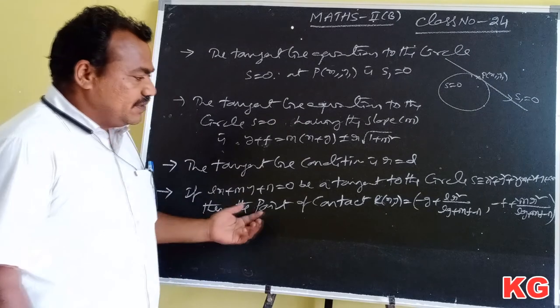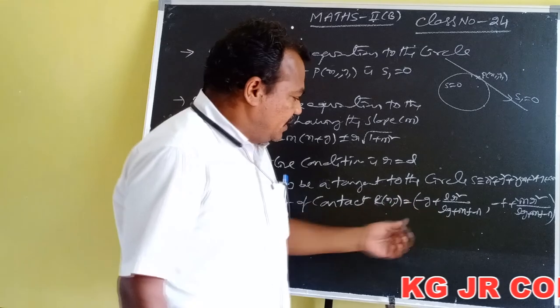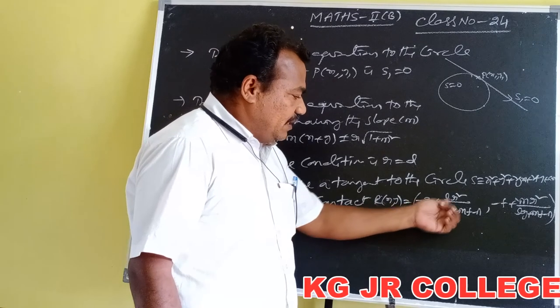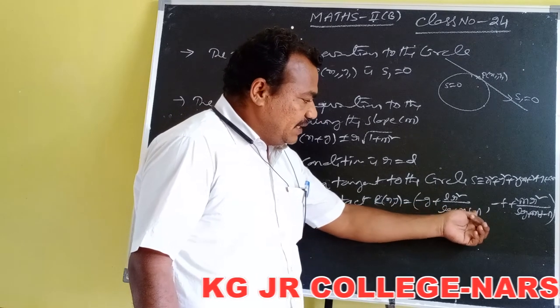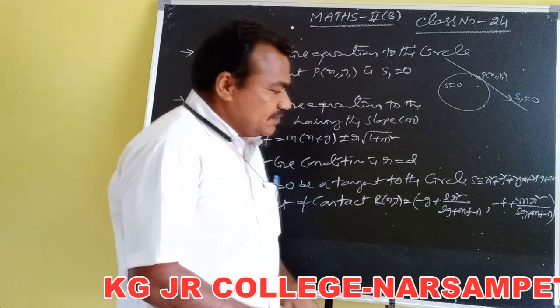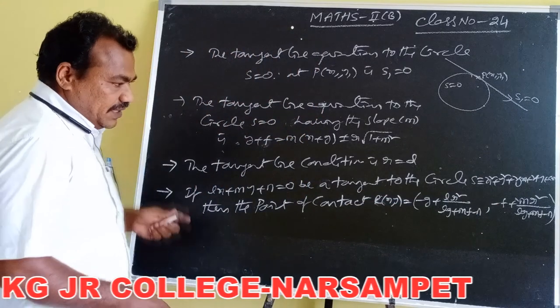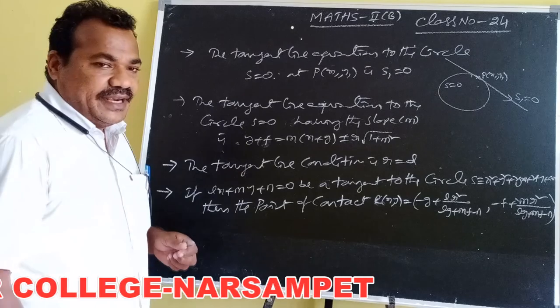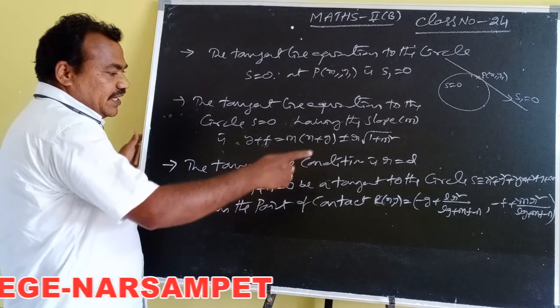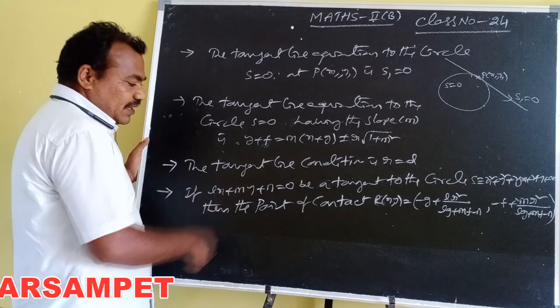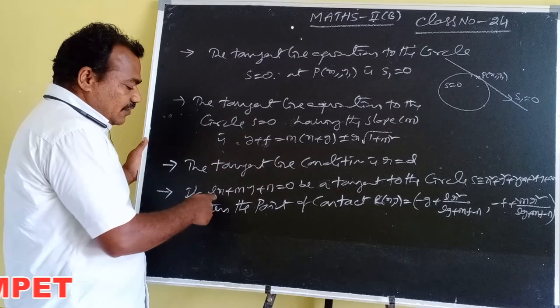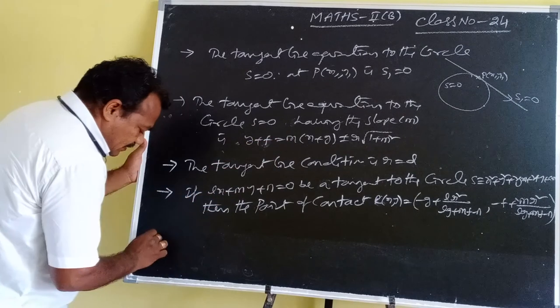Now using these coordinates, (−g + lr²/(lg + mf − n), −f + mr²/(lg + mf − n)), where r is the radius of the circle and g, f are the values from the circle, and l, m, n are the values from the straight line. And this is another one.